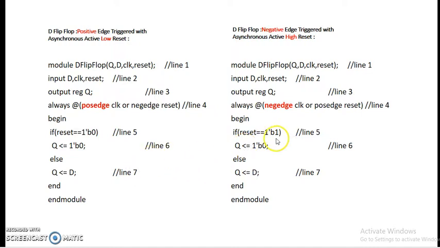If you compare, you can see that there are only minor changes in the 2 codes. The remaining code is almost the same. So I hope the concept is clear and you can write down the design module for any flip-flop, for any triggering, but with the asynchronous reset, and this asynchronous reset may be either active low or active high.